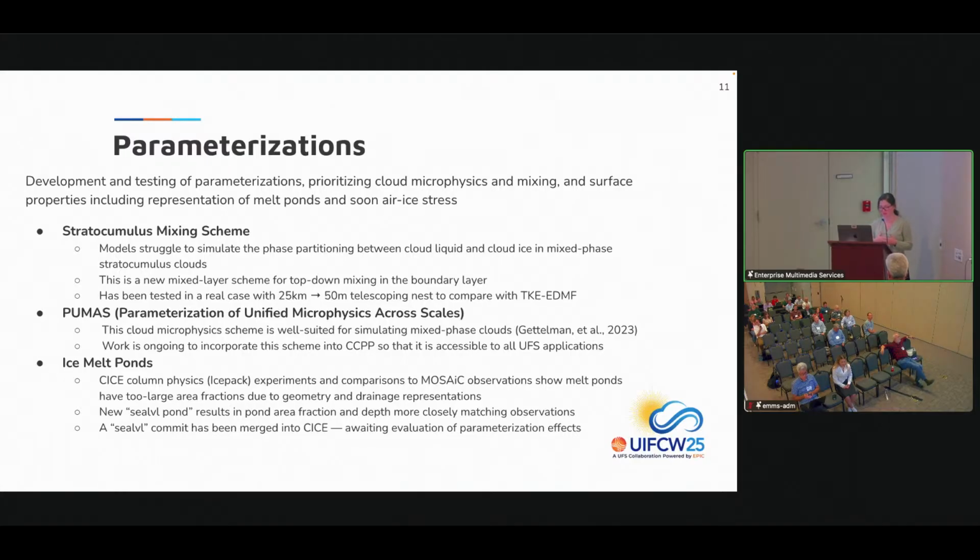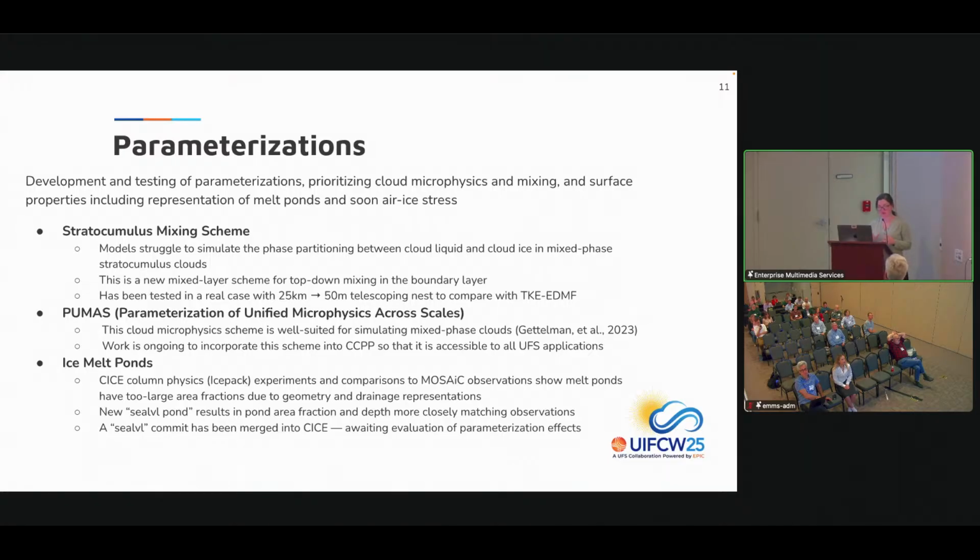Also, some effort to put PUMIS, the parameterization of unified microphysics across scales. This is a cloud microphysics scheme that can simulate the mixed phase clouds, and so there's work adding this into the CCPP suite so that it's accessible to everyone.